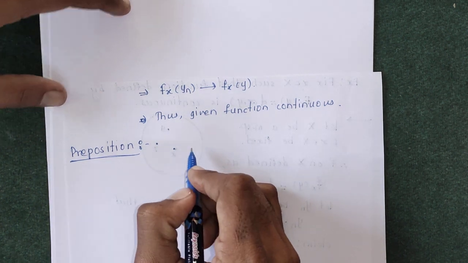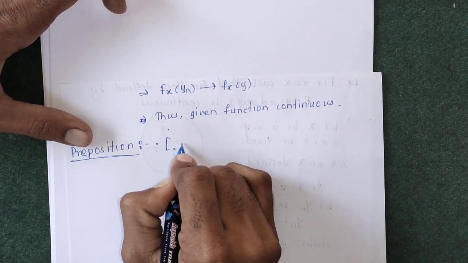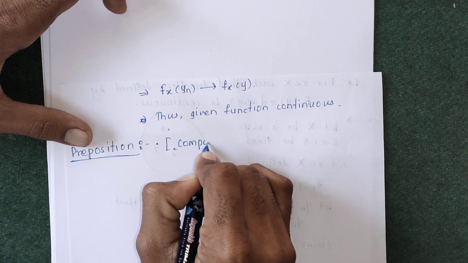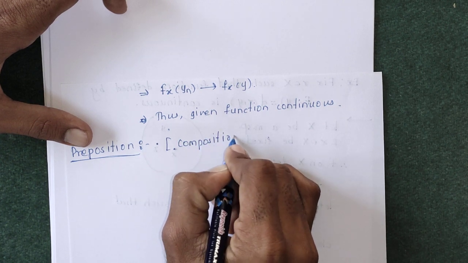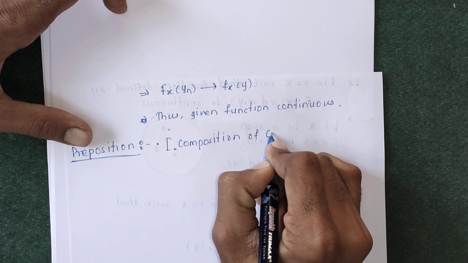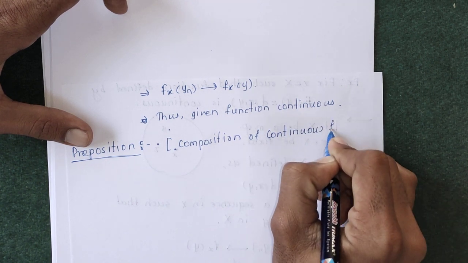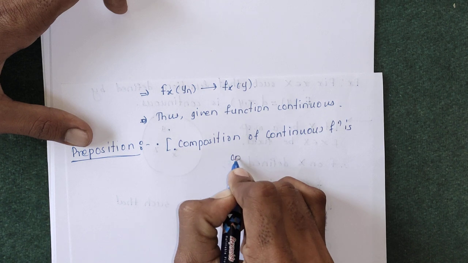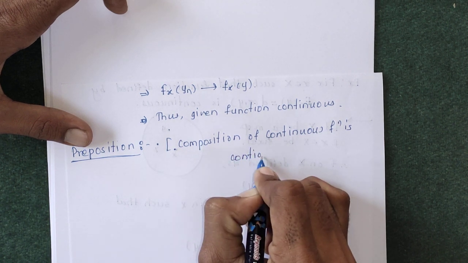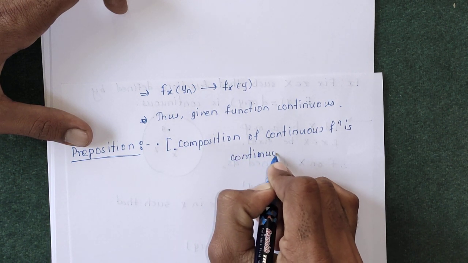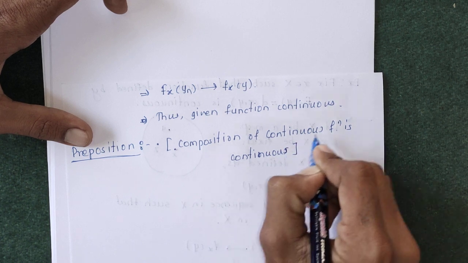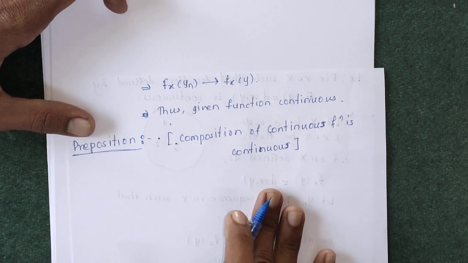Now the next proposition is the composite of continuous functions. We know that the composition of continuous functions is continuous. The composition of two continuous functions is also continuous.